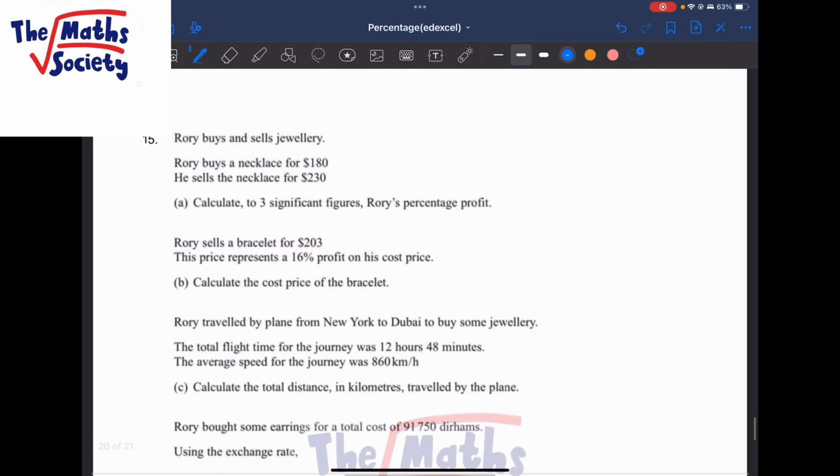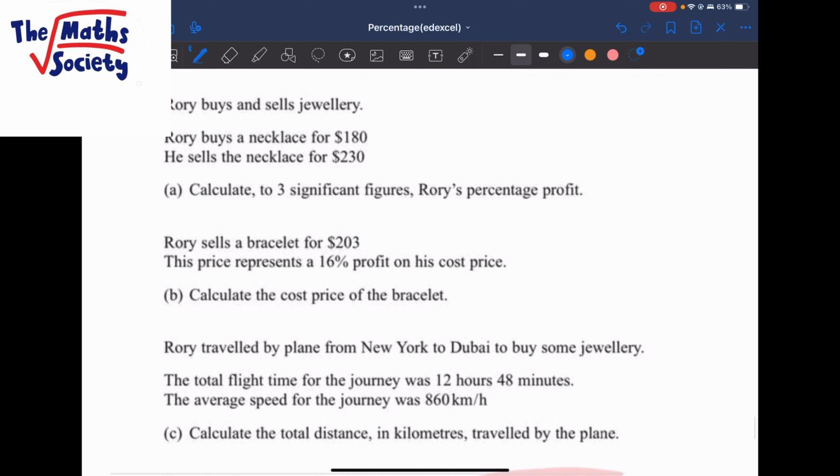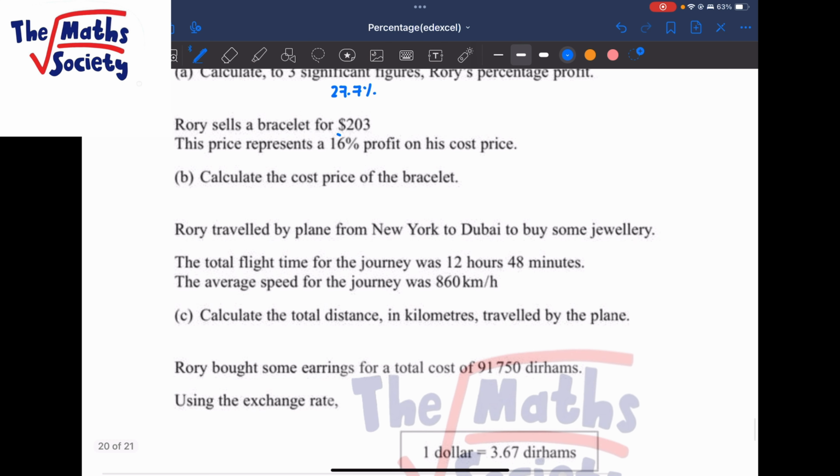So it says question 14. Rory buys and sells jewelry. He buys a necklace for 180. He sells the necklace for 230. Percentage profit. So we just need to do 230 minus 180, divided by the original price, multiplied by 100%. You'll get a percentage profit, which is 27.7%. So that's 27.7% profit.